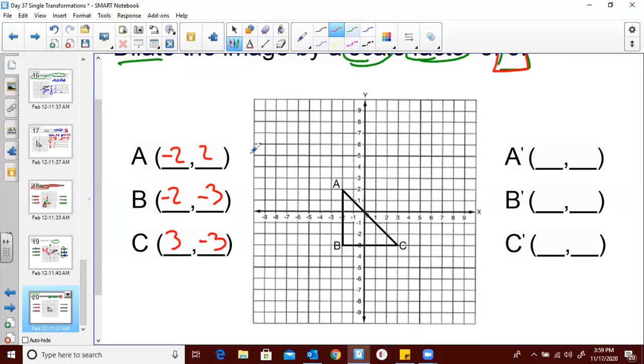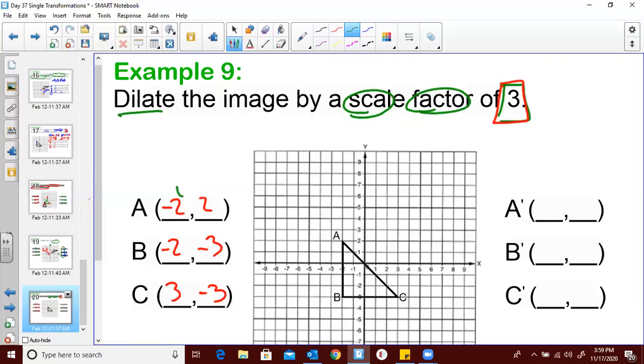Remember, all we have to do is multiply all of our values by 3. So we're multiplying this guy by 3, this guy by 3, this guy by 3, this one by 3, this one by 3, this by 3, this by 3. All of them multiplied by 3. So negative 2 times 3 is negative 6. 2 times 3 is 6. Negative 2 times 3 is negative 6. Negative 3 times 3 is negative 9. 3 times 3 is 9. Negative 3 times 3 is negative 9.